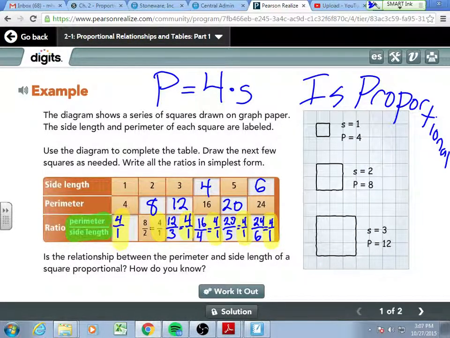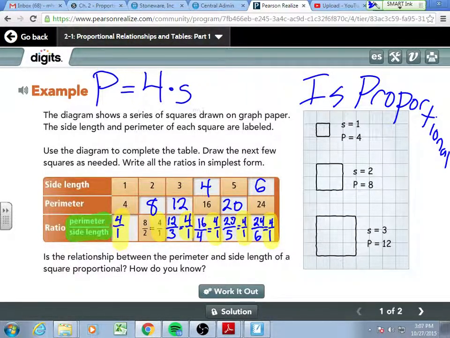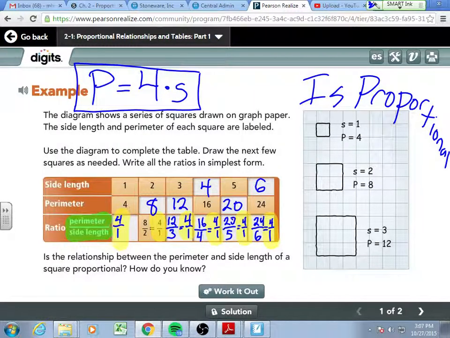So, the other way to know: this equation up here, P equal to 4S, my perimeter equal to 4 times S, I could also write that as Y is equal to 4 times X. Y is a multiple of X. Whenever you see something in this form where Y is equal to a number times X, it is proportional. So this equation right here, P equal to 4S, tells me it is proportional because my perimeter is just a multiple of the side length. Make sense? Yes. Questions?